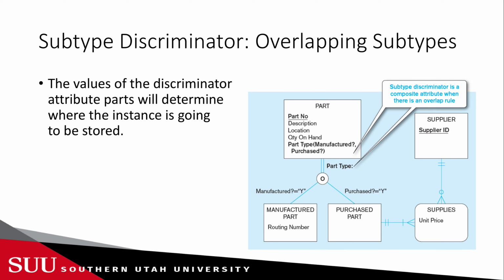So the values of the discriminator attribute will determine where the instance is going to be stored. Recall that in the previous example we just had letters, but now if manufactured is equal to yes, then it's going to be here. If purchased is equal to yes, it's going to be here. And obviously if both of them are yes, it's going to go to both subtypes.